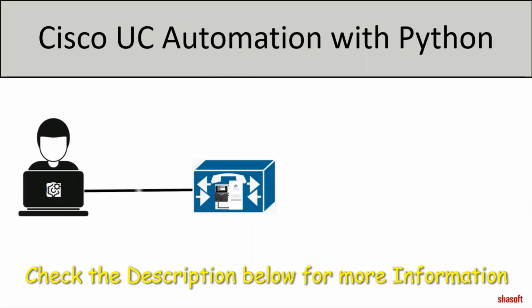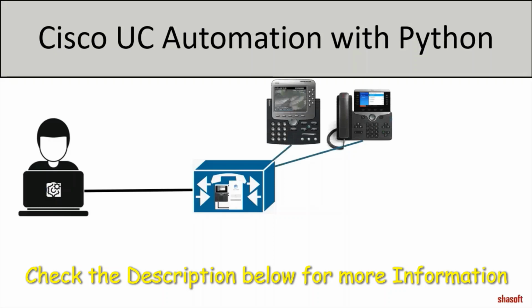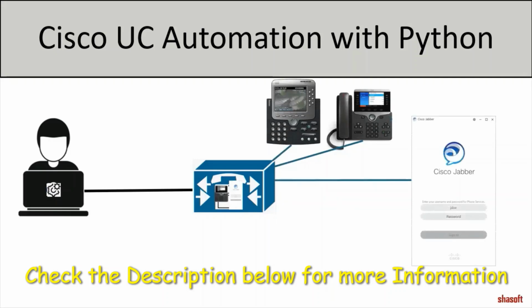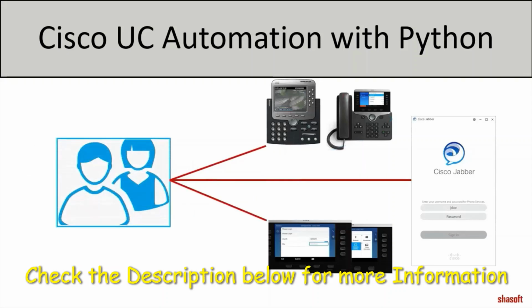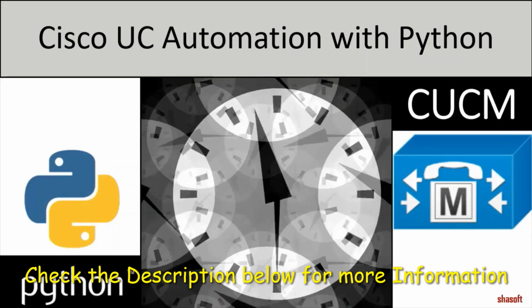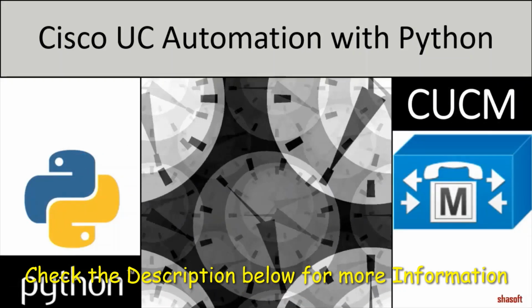In this course, you will learn how to use Python to create a complete automation that can configure an IP phone, a Jabber profile, and an extension mobility profile and associate them to an end user in seconds, what would take you minutes to do by hand.